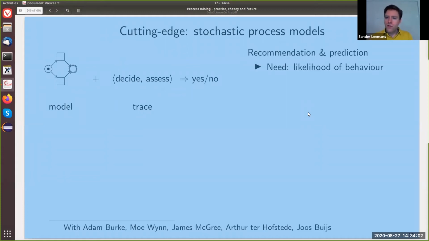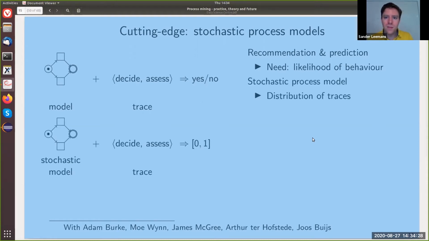However, for more of the advanced uses of process mining and the novel techniques that are being developed there, what you need is a likelihood of behavior. So for prediction and recommendation, you can probably imagine that you need to know how likely it is that this path through the process is going to be taken next. Now, in order to assess that, you need a stochastic process model. So if you ask a stochastic model, do you support this trace? Then the stochastic model will give you an answer between 0 and 1 with how likely it is that that trace is going to be produced by the stochastic model.